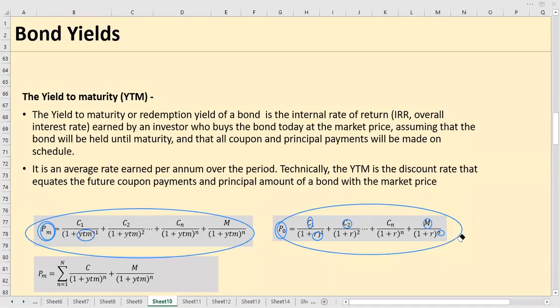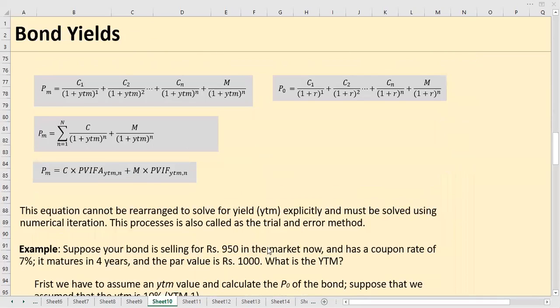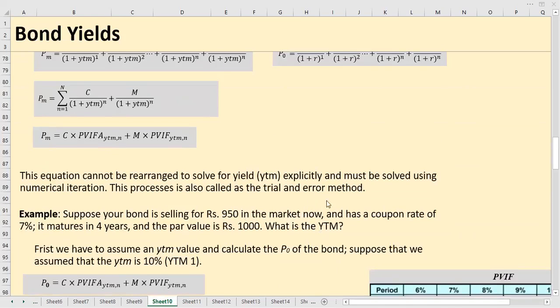Right? So let me move into this particular sum so you can understand. This is the formula you can use, but the problem here is that we can use Excel to find this out. We have three ways to find this YTM. We can use Excel, or we can use the trial and error method, or we can use an estimation formula. So let me move into the first one, the trial and error method. Let me give you this example.